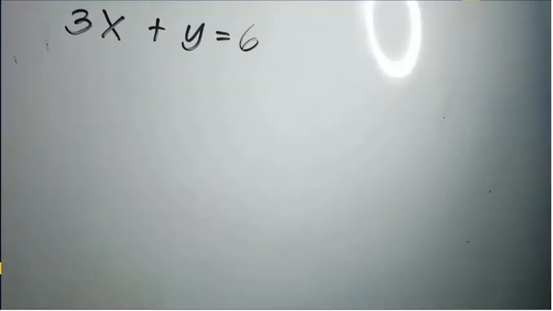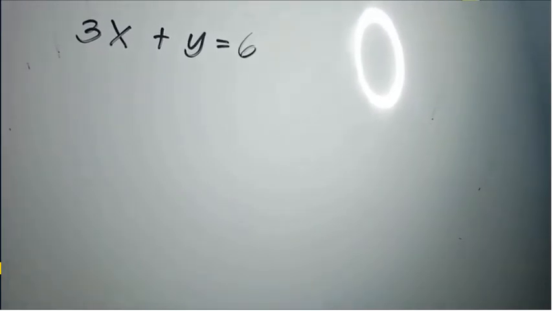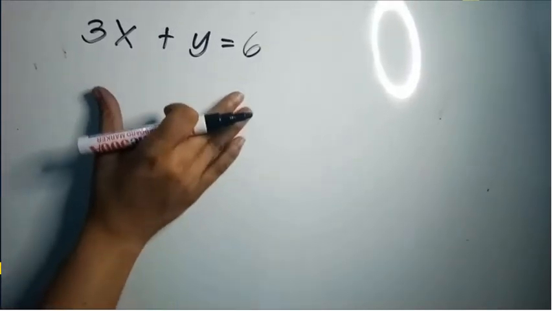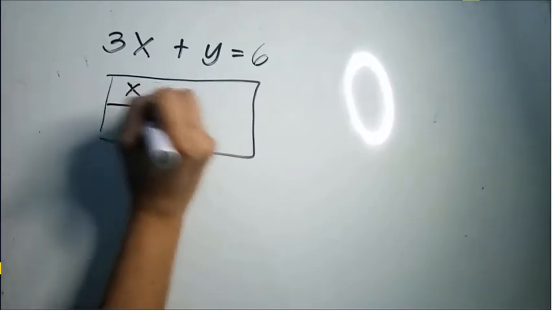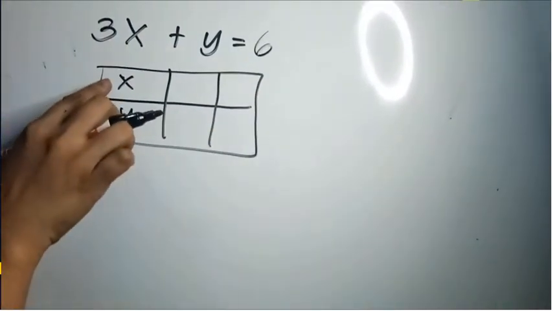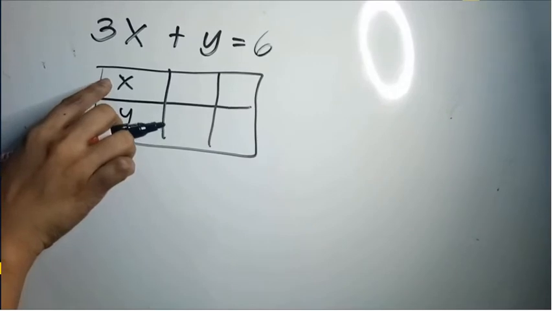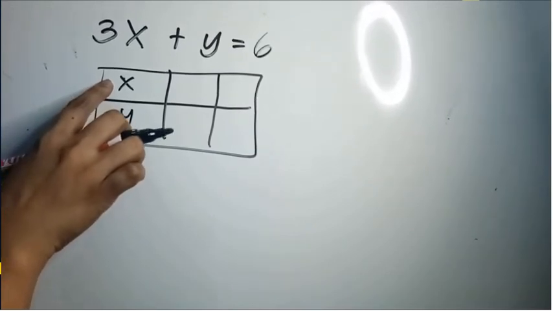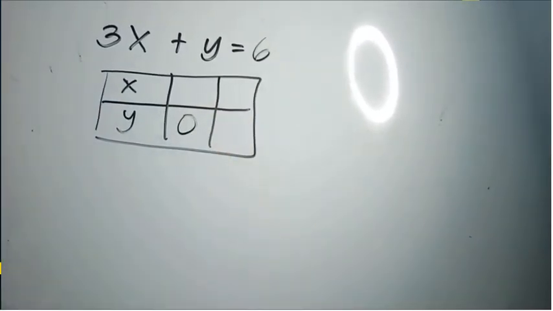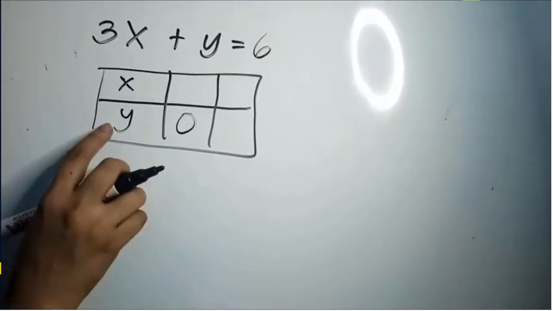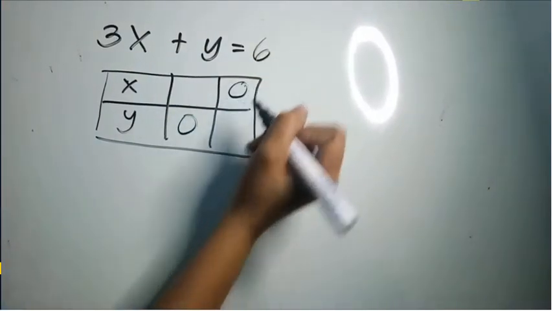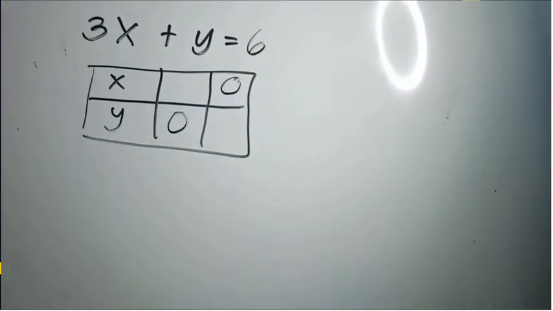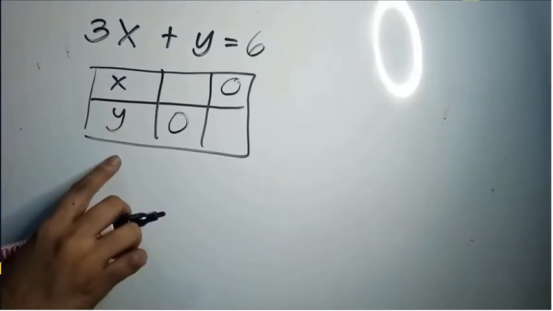So we have 3x plus y is equal to 6. Using the x and the y-intercept, we can graph this equation. So let us make a table of values. So we have x and y. First, let us find the value of x. Let y be equal to 0. Then we can find the value of y. Just let x is equal to 0. So let us substitute the values 0 for x and y.